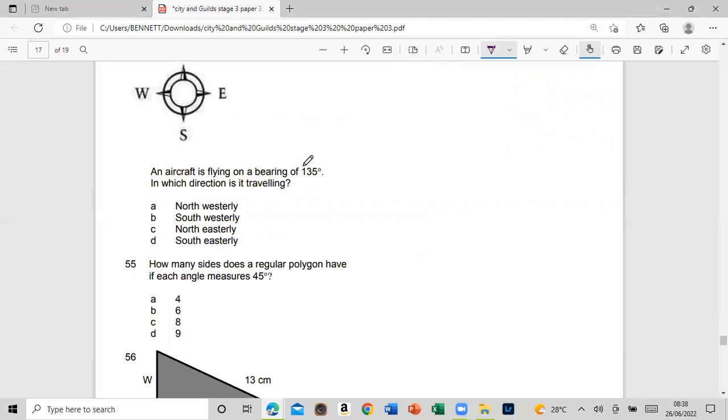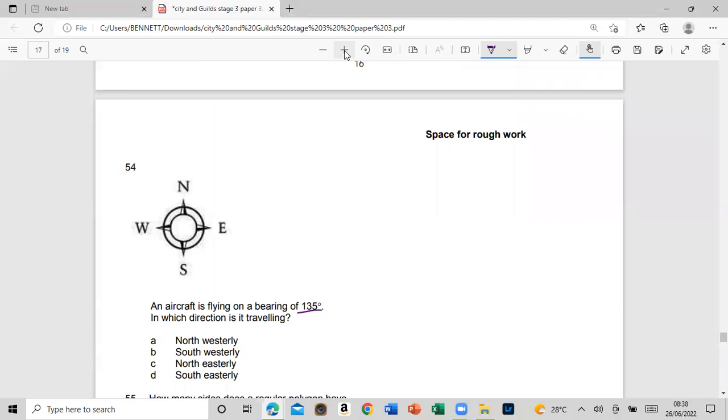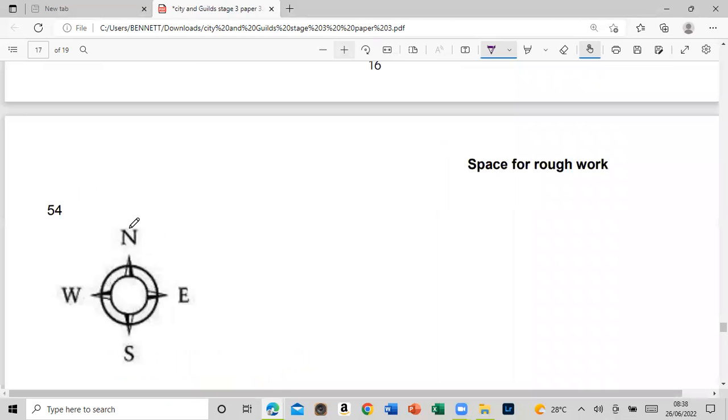An aircraft is flying on a bearing of 135. In which direction is it traveling? 135 degrees. Let's just break it down. We start on north, so we can say this is 0. Right here is 90, and down here 180, and this is 270. So it's southeast.